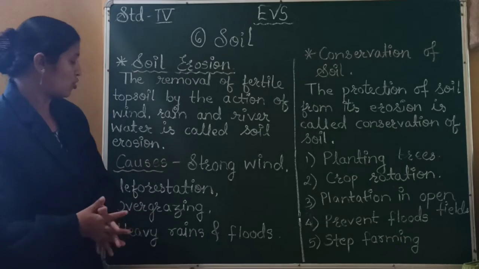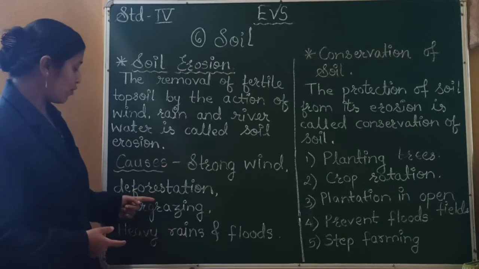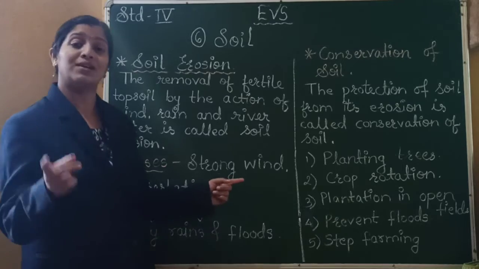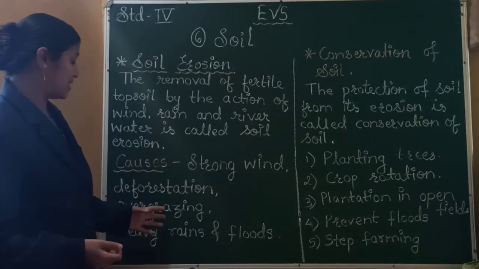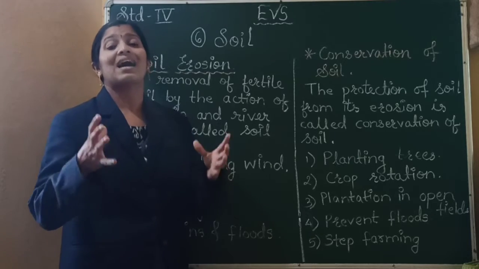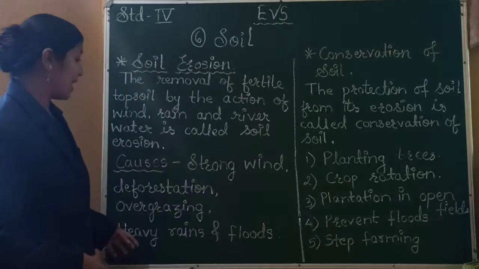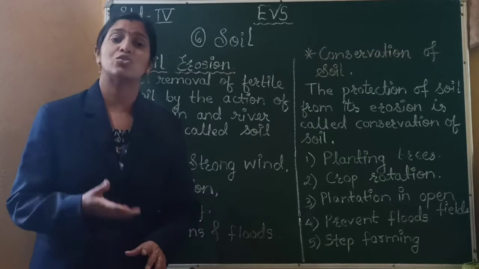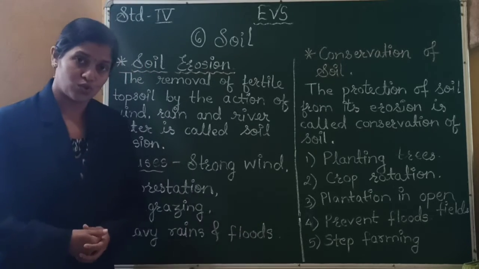Also, we did see causes like strong winds, deforestation, that is cutting down of trees, then overgrazing, that is grazing or eating of grass in a large quantity. Also, heavy rains and floods cause soil erosion.